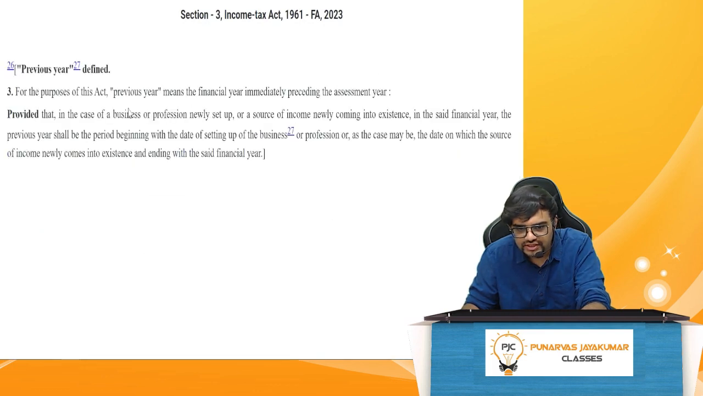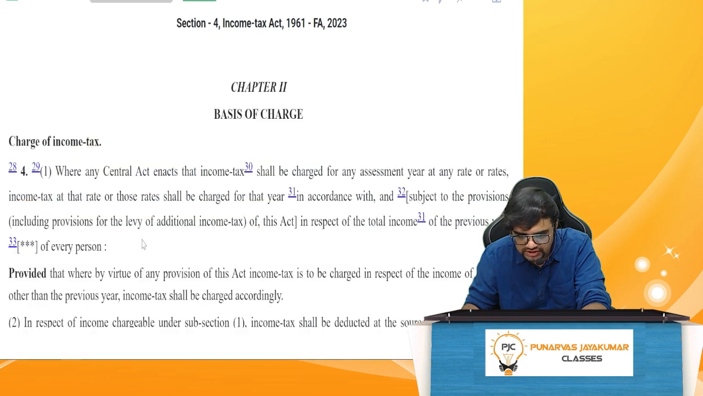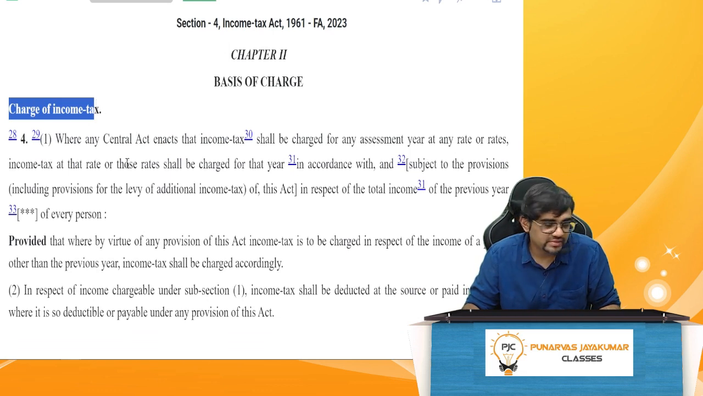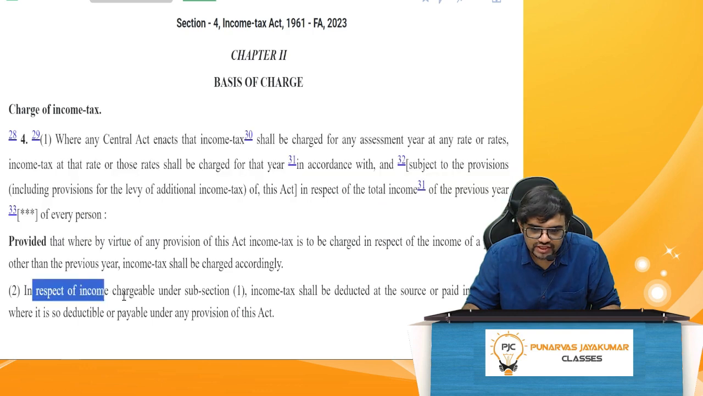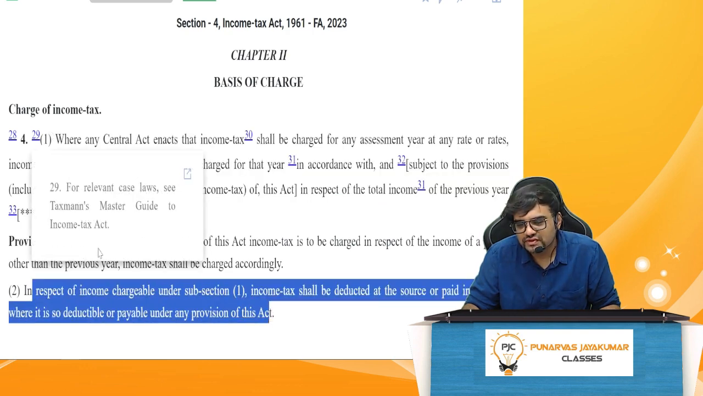See, in section 3, there's only one section here, so it's just section 3. Section 4, you see. The entire section talks about charge of income tax. I'm just giving you an example. Here, this is subsection 1. Then subsection 2 is a continuation of subsection 1 only. So here I will say 4 subsection 1, 4 subsection 2.